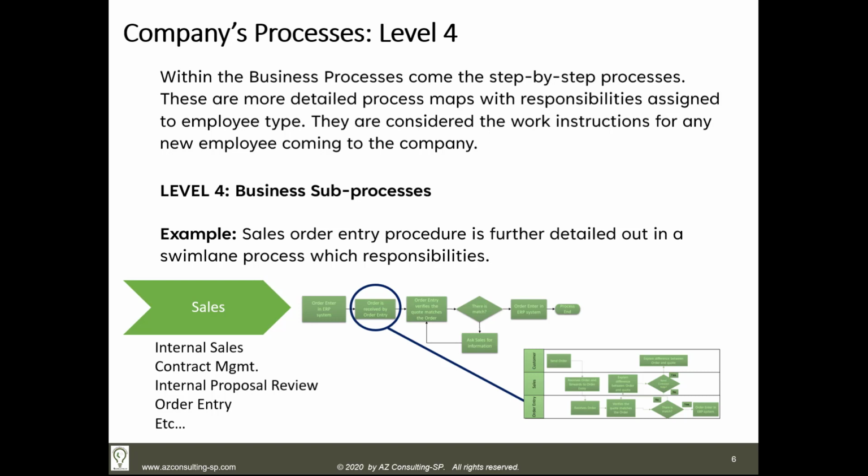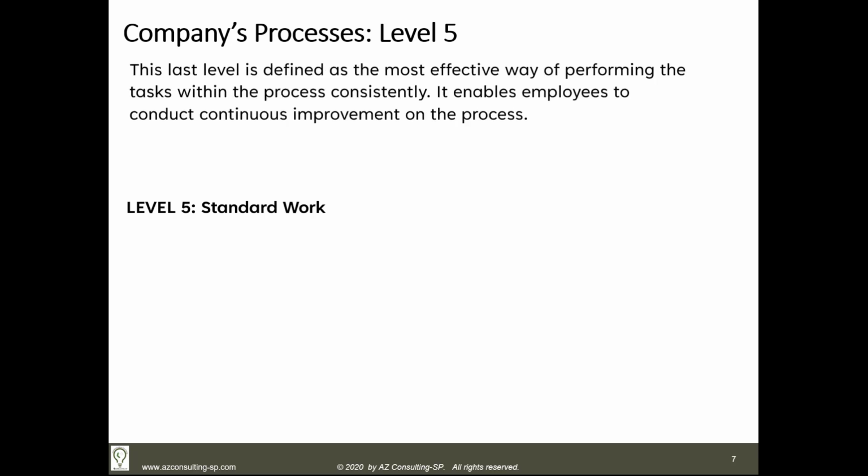Now, many companies stop at this level, but I'm going to go to the last level 5, which is the standard work. In any company that practices Lean or Six Sigma, which are quality methodologies, you would have something called standard work. This last level is defined as the most effective way of performing the tasks within the process consistently. It enables the employees to conduct continuous improvement on their processes.